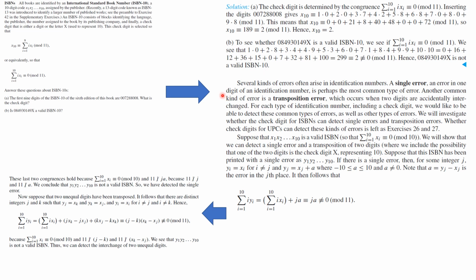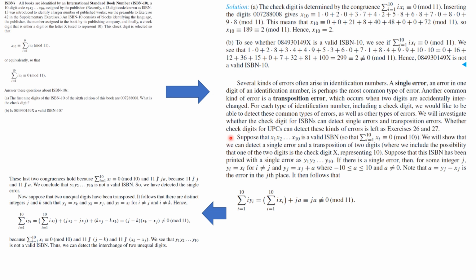Now, several kinds of errors often arise in identification numbers. We can have a single error. We can have multiple errors, and a very common error is a transposition error, which occurs when 2 digits are accidentally interchanged. For each type of identification number, including a check digit, we would like to be able to detect these common types of errors, as well as other types of errors. So we'll investigate whether the check digit for ISBNs can detect single errors and transposition errors. And so let's talk a little bit about that.